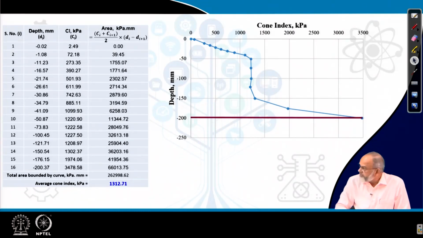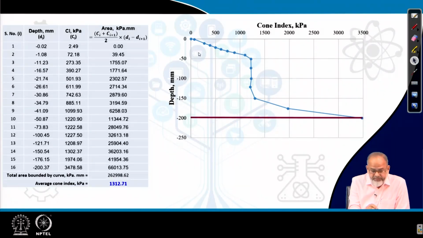So first thing is we try to plot it. Depth is on the y axis and cone index is on the x axis. Now at different depths, these are the points which you got. So this is the shape of the curve. Now the area bounded by this curve has to be found out.